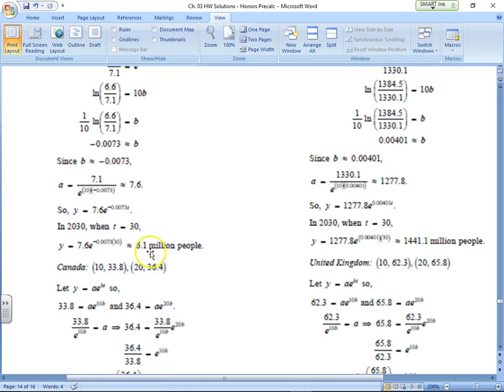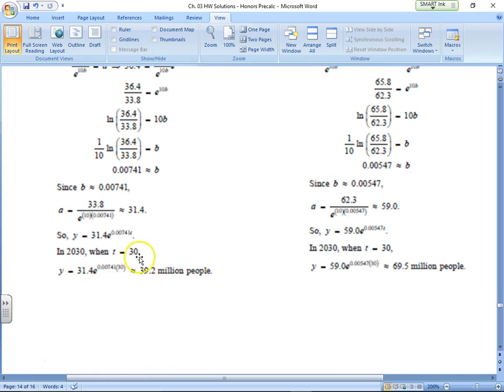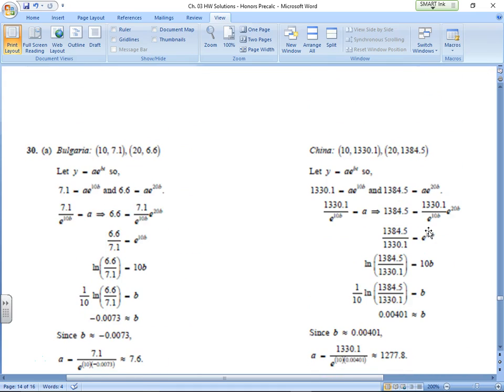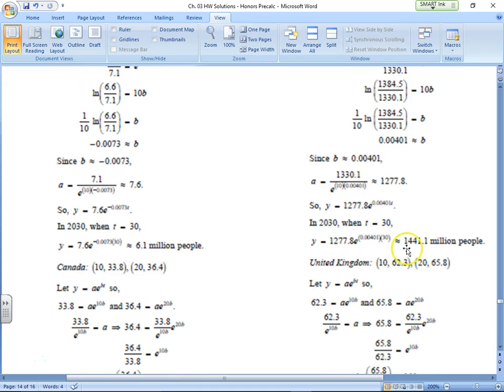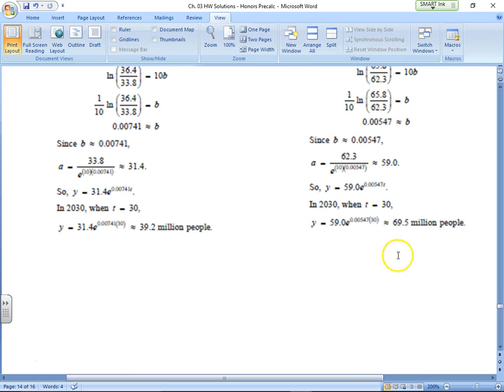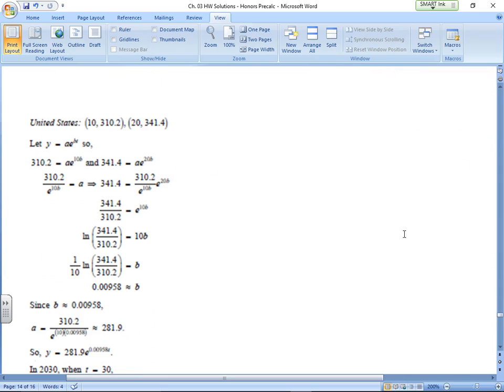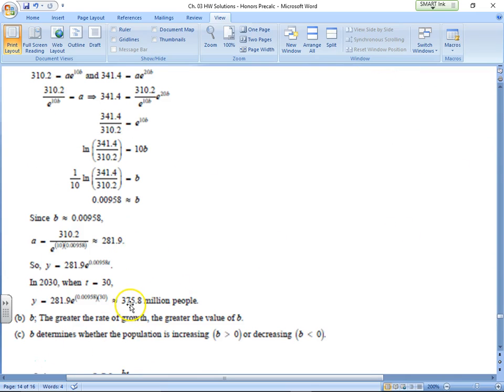So Bulgaria predicted to have 6.1 million people in 2030. Canada predicted to have 39.2 million people in 2030. Who is next? China predicted to have 1,441.1 million people in 2030. Crazy, huh? United Kingdom, 69.5 million people. If it's not right on the test, I'll cry. United States, 375.8 million people.